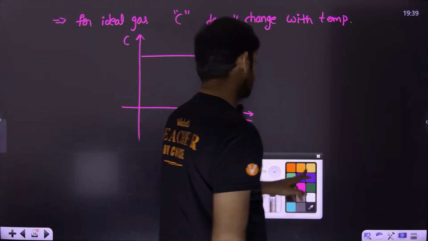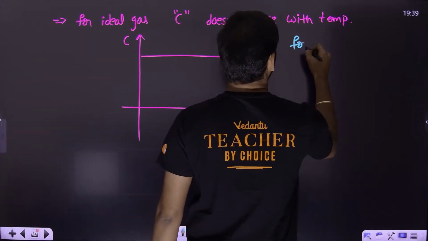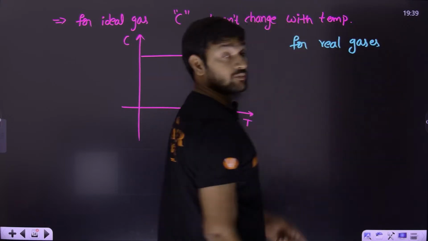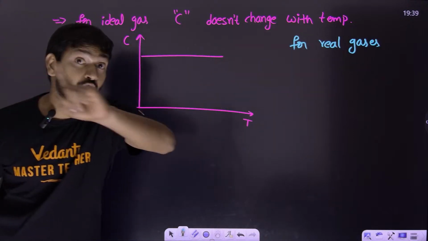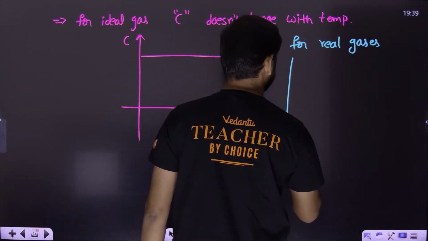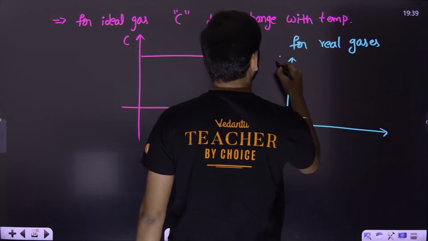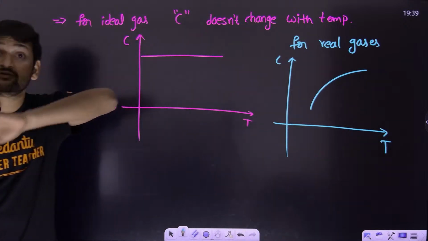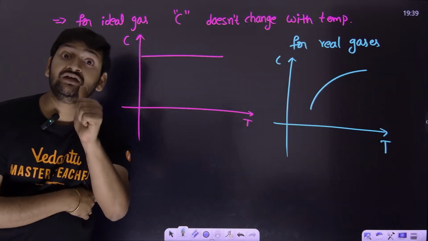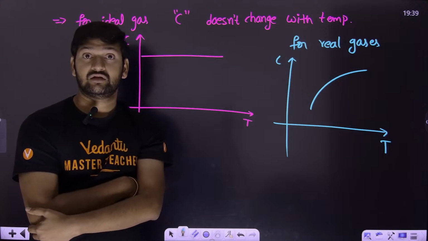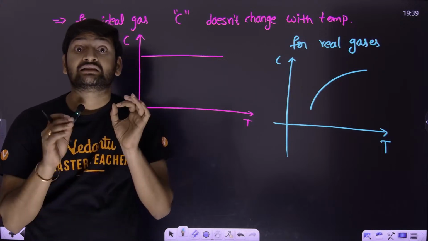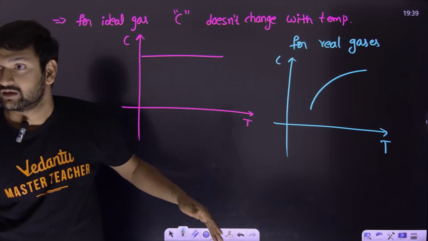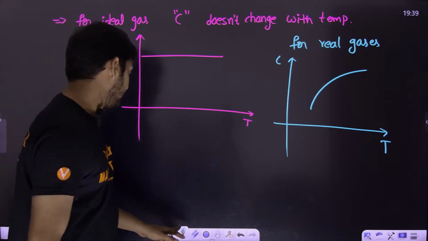But for real gases, the molar heat capacity C is going to change with the temperature. Sir, if the C value is continuously changing, then how do we calculate the C value? That becomes a good question, which is close to advanced level.